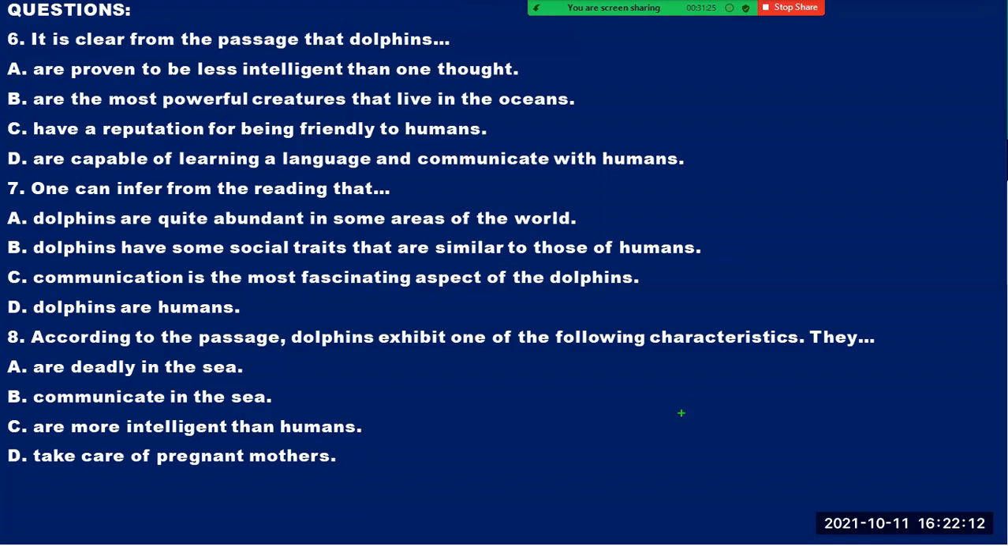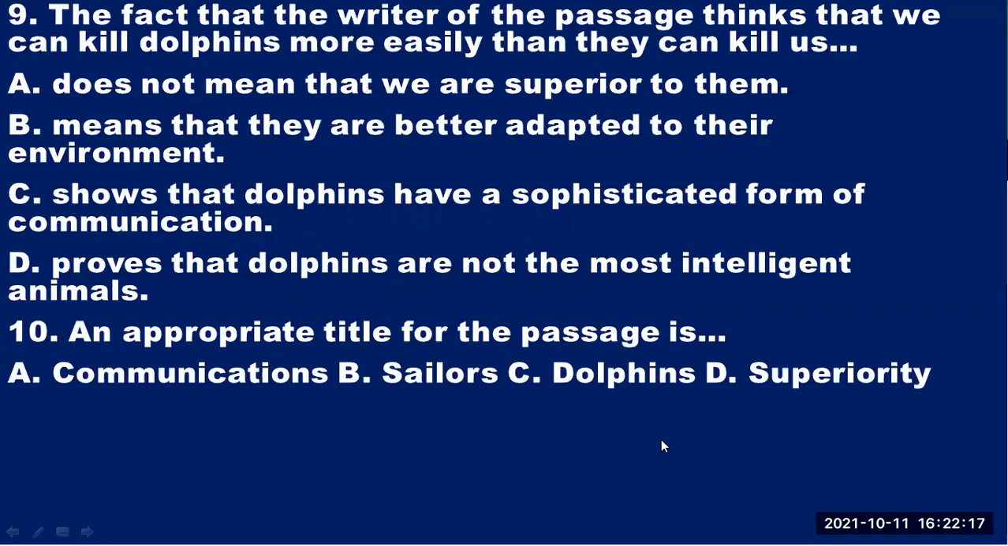All right. Then we now go to the next question, question 9. The fact that the writer of the passage thinks that we can kill dolphins more easily than they can kill us does not mean that we are superior to them, means that they are better adapted to the environment, where we shall find out. Then question number 10, an appropriate title for the passage is, so of course we know the passage is about dolphins, even before reading a sentence.